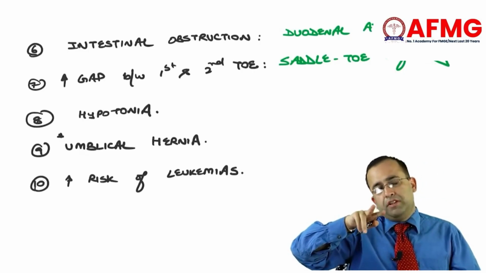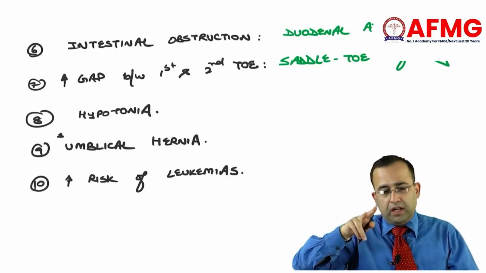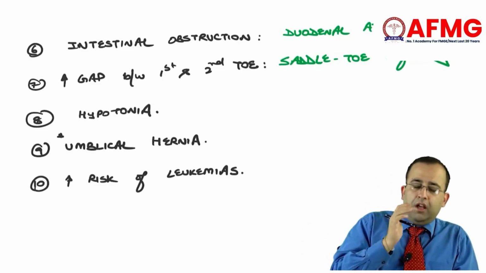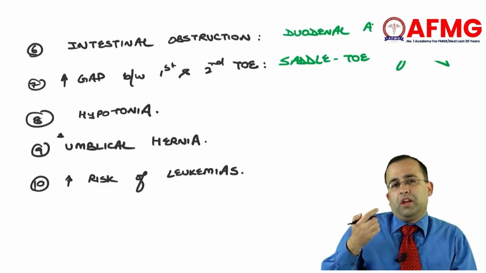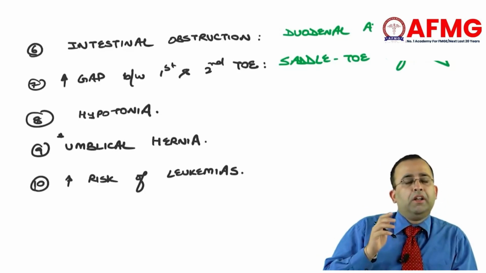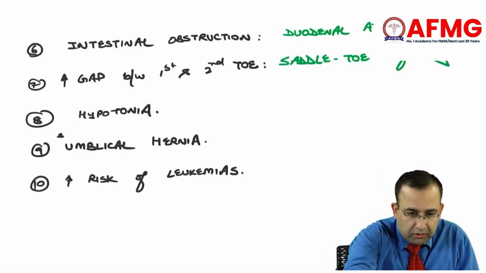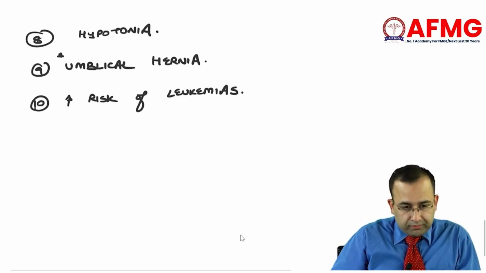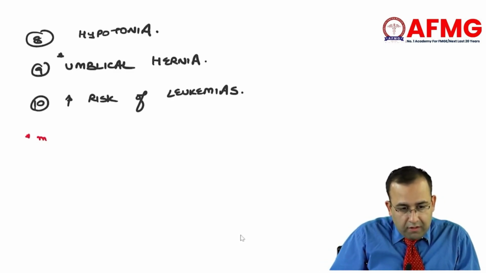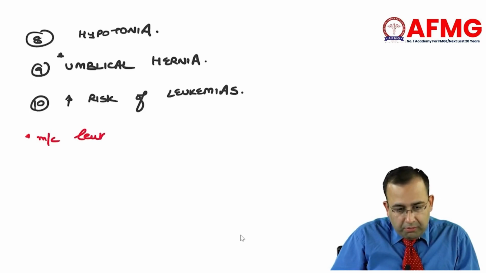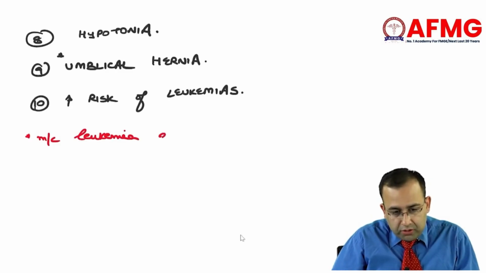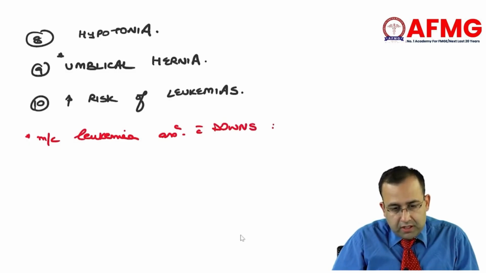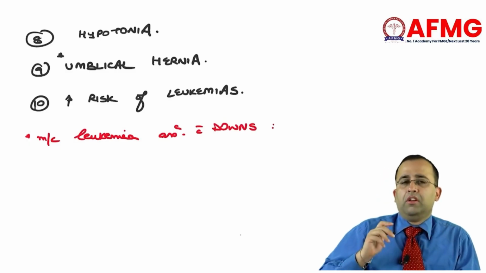Increased gap between the first and the second toe. That is saddle toe deformity. Hypotonia. The muscle tone is reduced. Hypotonia, umbilical hernia, and increased risk of leukemias. अब increased risk of leukemias के साथ पूछा जाता है. Please put a star. Which is the most common leukemia associated with Downs? These set of questions, they are very commonly asked.